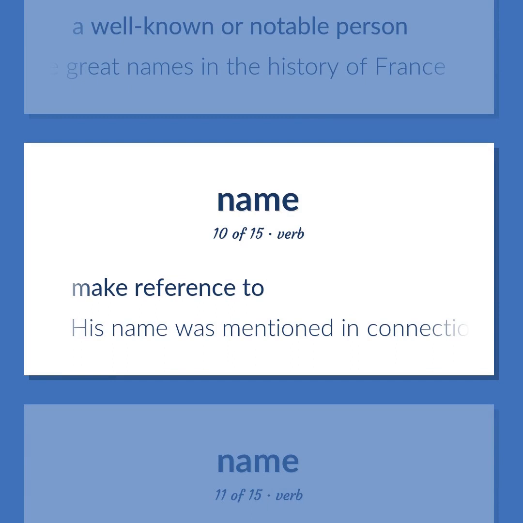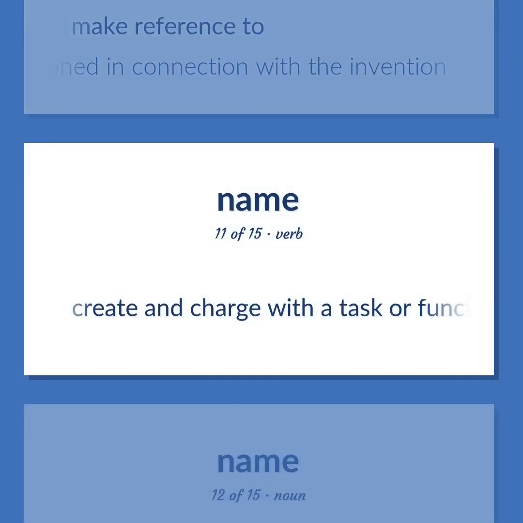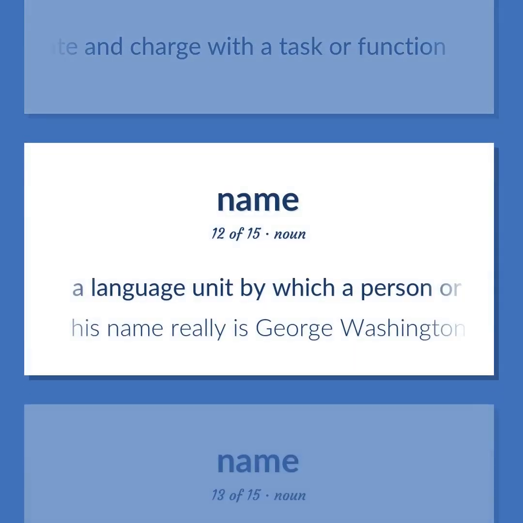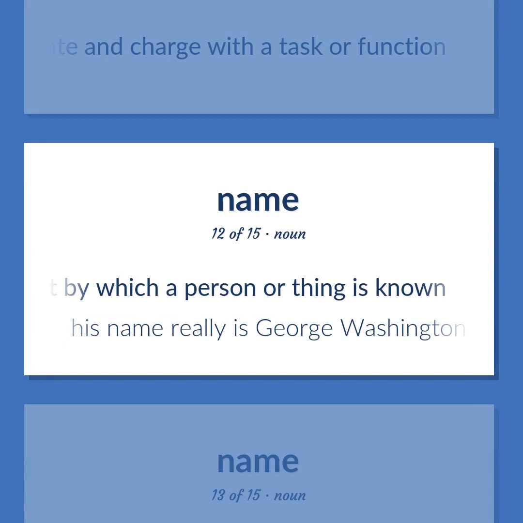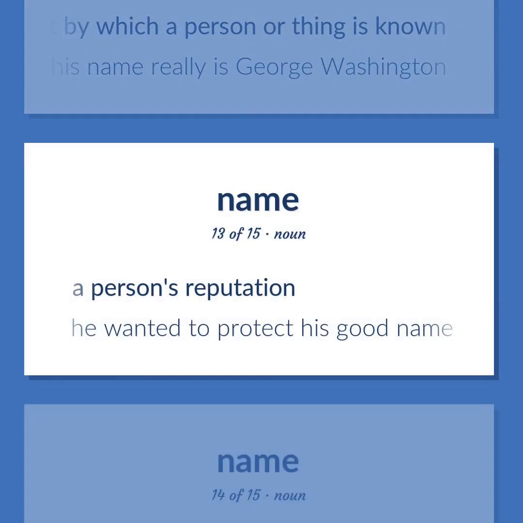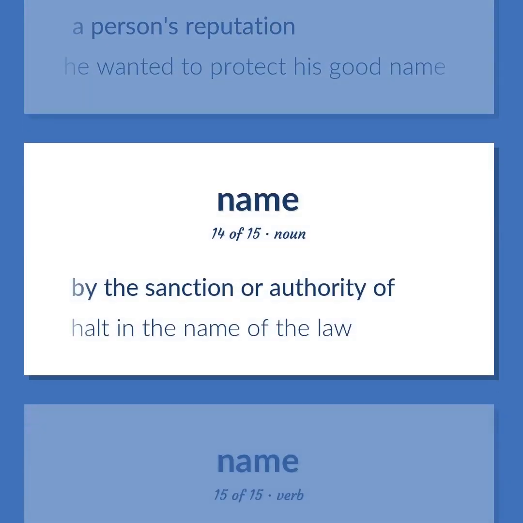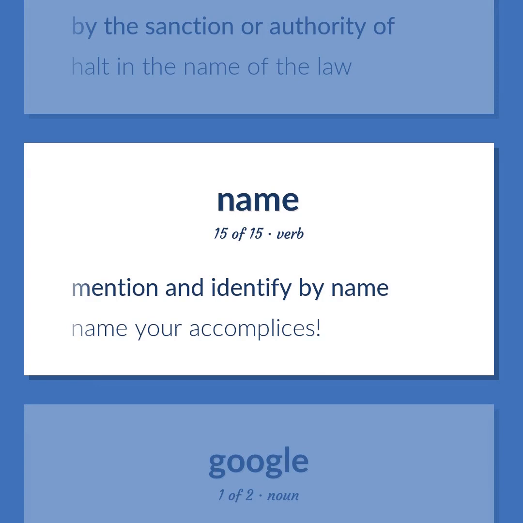Make reference to. His name was mentioned in connection with the invention. Create and charge with a task or function. A language unit by which a person or thing is known. His name really is George Washington. A person's reputation. He wanted to protect his good name. By the sanction or authority of. Halt in the name of the law. Mention and identify by name. Name your accomplices.